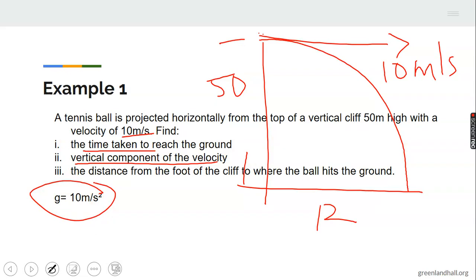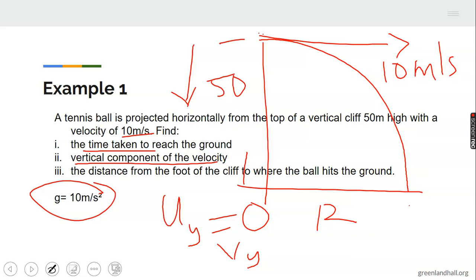We have to find the time it takes to reach the ground, the vertical downward velocity, which is Vy, and the horizontal distance. Don't forget, at the top, your initial vertical velocity is equal to 0. That is, Uy equals 0. Then we can find our Vy. Vy means it is vertical.